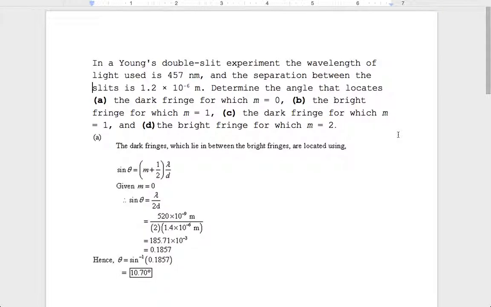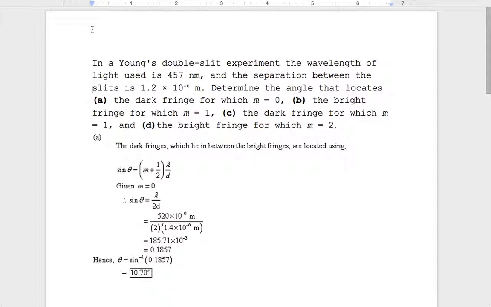In this problem, we're going to be working with Young's double-slit experiment. The problem reads: in a Young's double-slit experiment, the wavelength of light used is 457 nanometers, and the separation between the slits is 1.2 times 10 to the negative 6 meters. Determine the angle that locates the dark fringe for m equals 0, the bright fringe for m equals 1, the dark fringe for m equals 1, and the bright fringe for m equals 2.